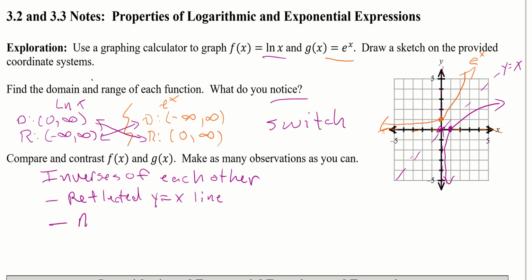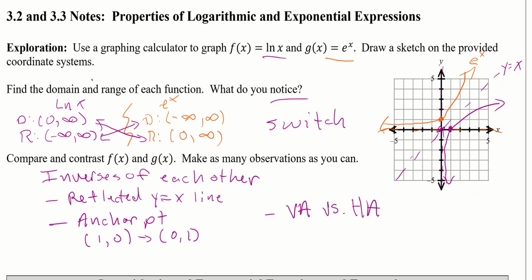Another thing is if we look at their anchor points, those anchor points for one of them is (1, 0), and the other is (0, 1). So the x and y coordinates switch as well, which also gives you a good sign that they're inverses of each other. And our last thing that we could talk about is one of them has a vertical asymptote versus the other one has a horizontal asymptote. Okay, so kind of opposites on that.